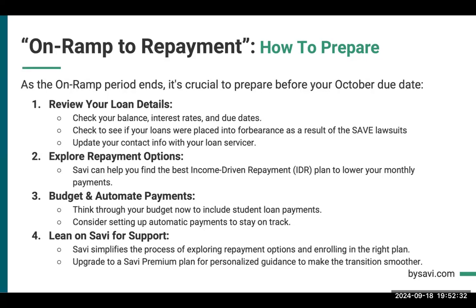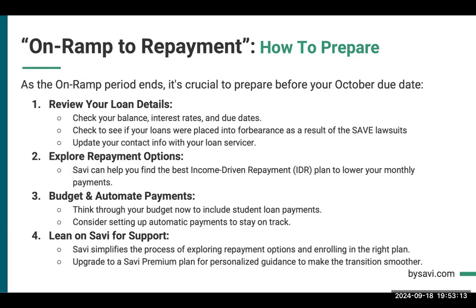You also want to check to see if your loans were placed into a forbearance. Many borrowers that were enrolled in the SAVE plan, or who attempted to enroll in the SAVE plan in the last couple of months, have been placed into this forbearance as a result of the lawsuits. It will show that you have a $0 payment due. You're all good to go. You don't have to make a payment, and you'll remain in forbearance for the time being. But if it's showing you have a due date and a payment amount due, that means you are not in a forbearance. So you'll want to explore your repayment options. And as I'm going to show you in a second here, this is where Savi can come in.